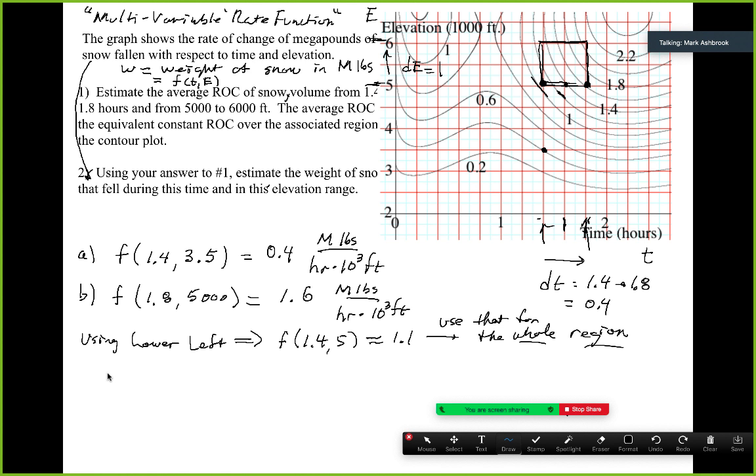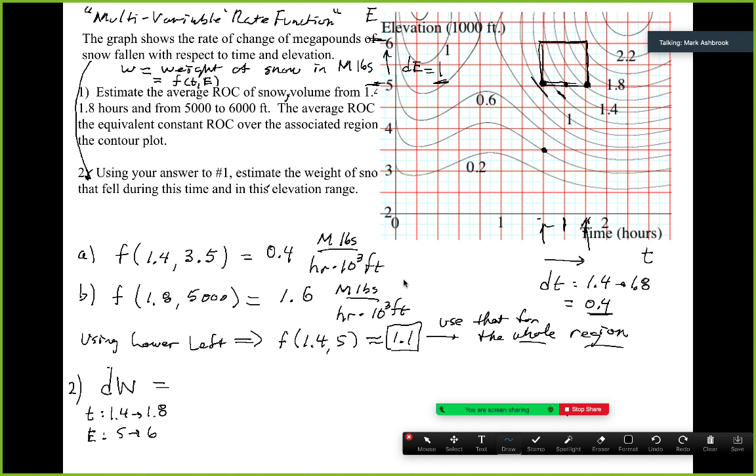And now I want to know what is my resulting, we want to estimate the weight of snow that fell during this time and in this elevation range. Now we're doing number 2. So that's like a dW. It's like an amount of our weight corresponding to what? T going from 1.4 to 1.8 and E going from 5 to 6. So how would I do that? How do I get the change in weight if I have this constant rate 1.1 right here? What would my calculation be? Would it be the area of the square times dW? It would, but let's think about it in terms of the quantities rather than area at this point. So we have a change in T of 0.4, and we have a change in elevation of 1.